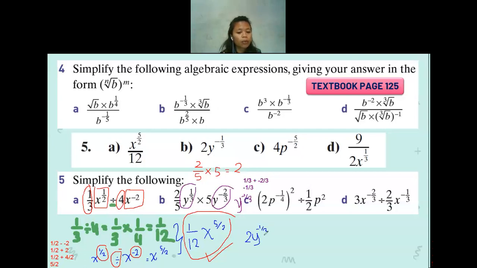Is there anyone having any question? This is the answer already. I already give it to you. Is there anyone having any question so far, or maybe my explanation is not clear enough?